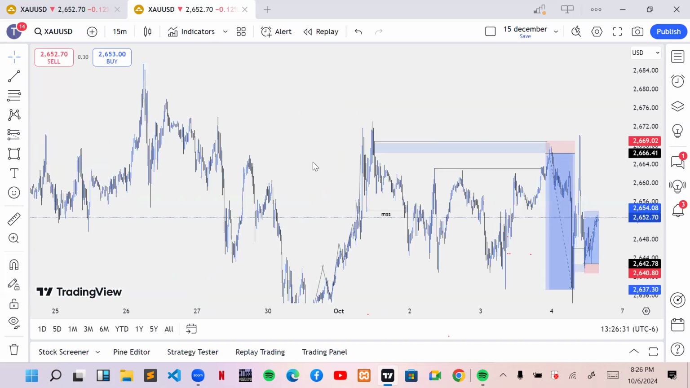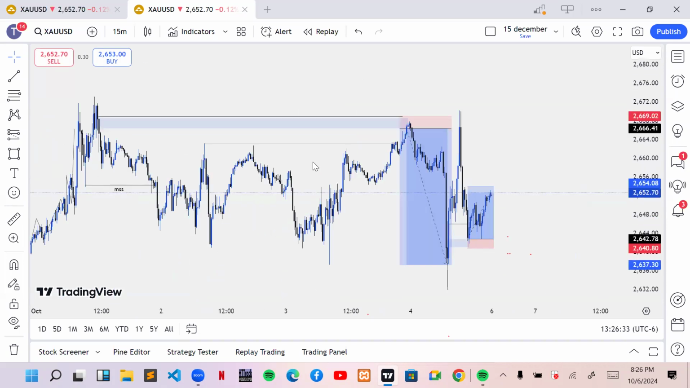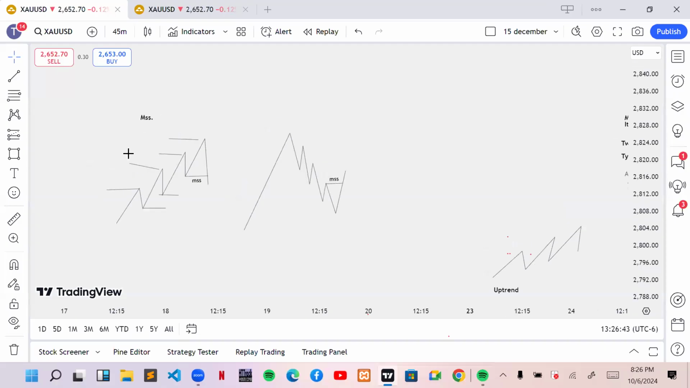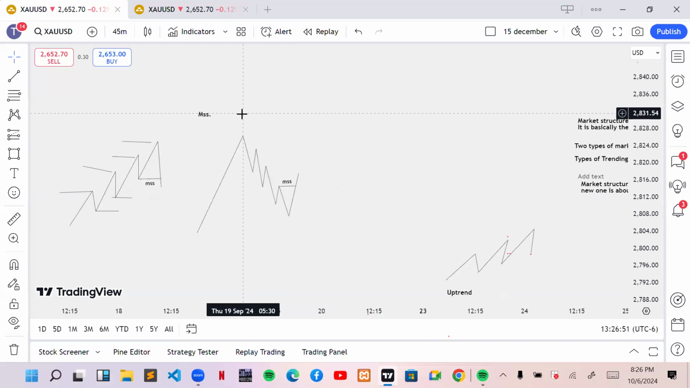You understand? So that was a market structure shift for the upside, and the same applies for a bullish market that turned bearish, and also for a bearish market that turned bullish. So a market structure shift is one thing I look out for in the market structure part of the strategy. The second thing I look out for is a break of structure.